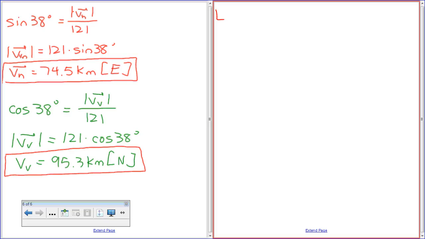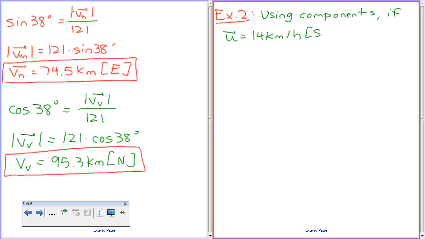Example 2. Says using components. If vector u equals 14 kilometers per hour, 30 degrees west, and vector v equals 21 kilometers per hour, south 18 degrees east, what is u plus v?